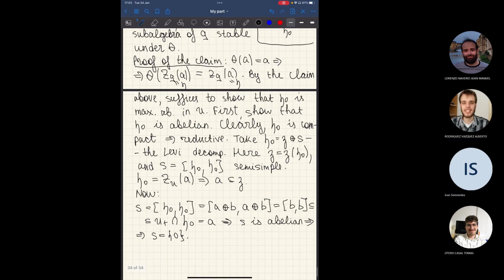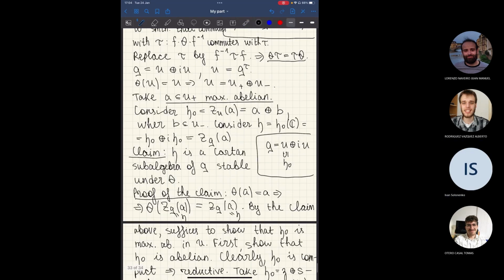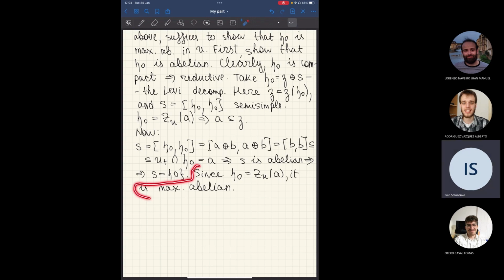Okay, so we know that H naught is abelian, and it remains to show that it is maximal abelian. But this is easy because, well, this is why. Because H naught is the centralizer of A in U. If you have anything abelian containing H naught, it will commute with A, so it will have to lie in the centralizer of A in U, which is H naught. So H naught is maximal possible. Since H naught is the centralizer, it is maximal abelian. Let me just move this and add the conclusion of the previous, sorry.